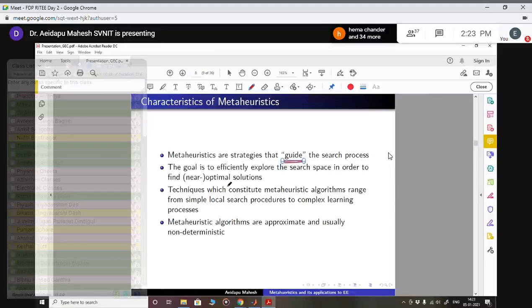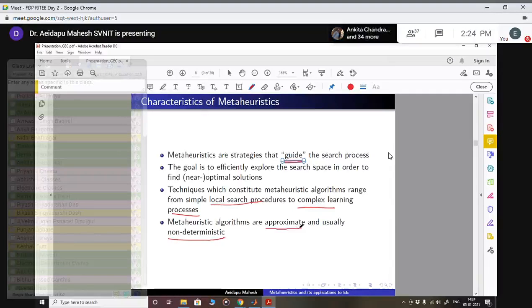So there is a wide range of algorithms available in the literature, I don't know how many thousands, starting from simple local search procedures to complex learning processes. And these algorithms are approximate and usually non-deterministic. So this is also very, very important.